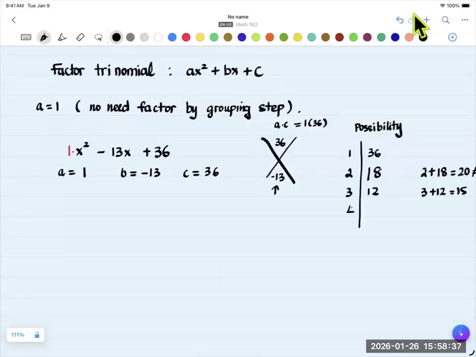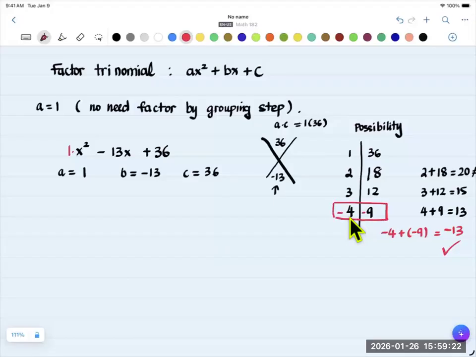So we move on to 4. 4 times 9 is 36, and 4 plus 9 is positive 13. This is pretty close to the one we want, but we want negative 13. So how do we adjust the number a little bit? We put a negative sign on both. Negative 4 plus negative 9 gives you negative 13, so this pair will work. Our two numbers are negative 4 and negative 9.